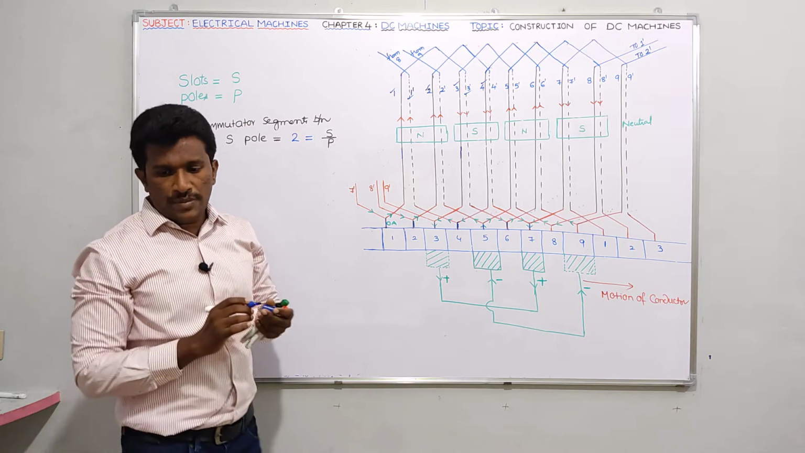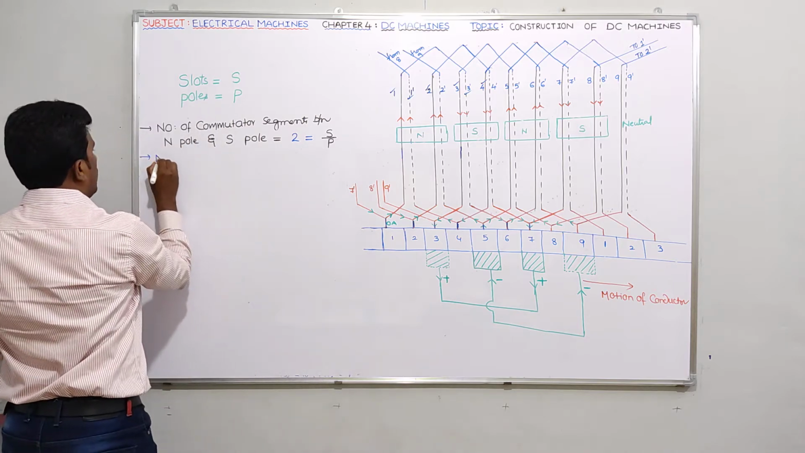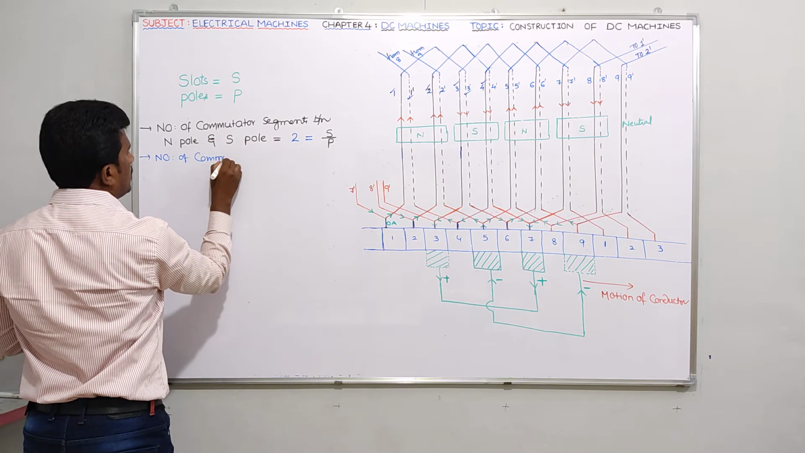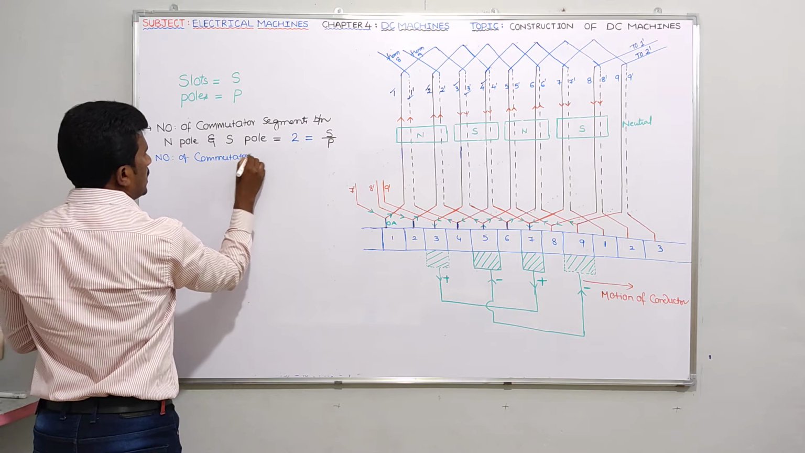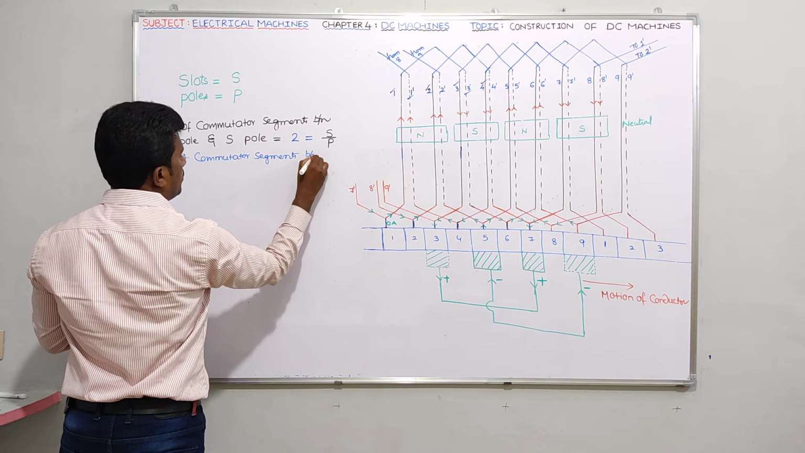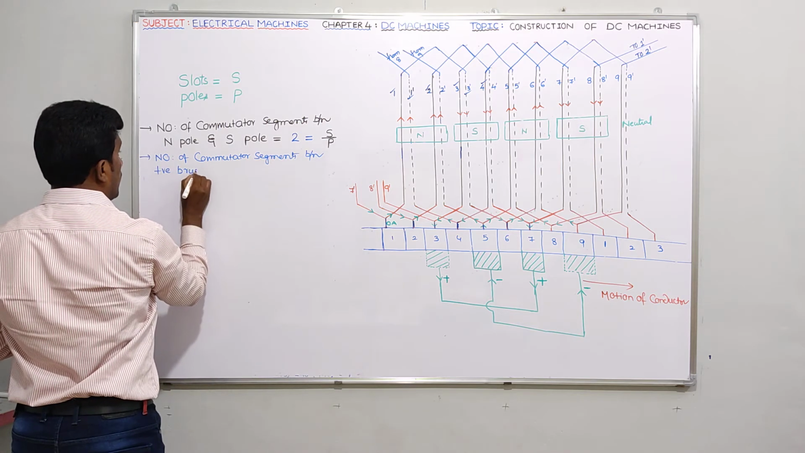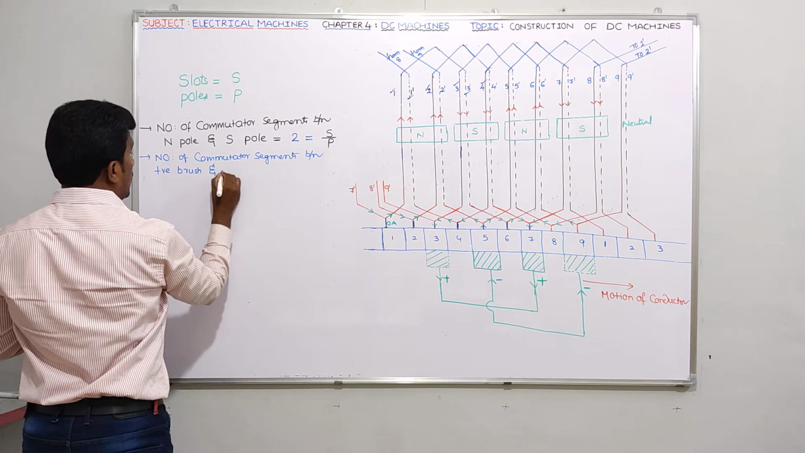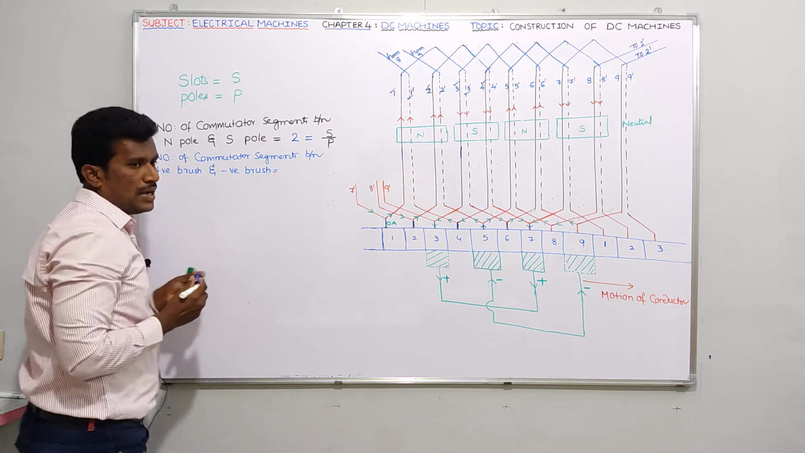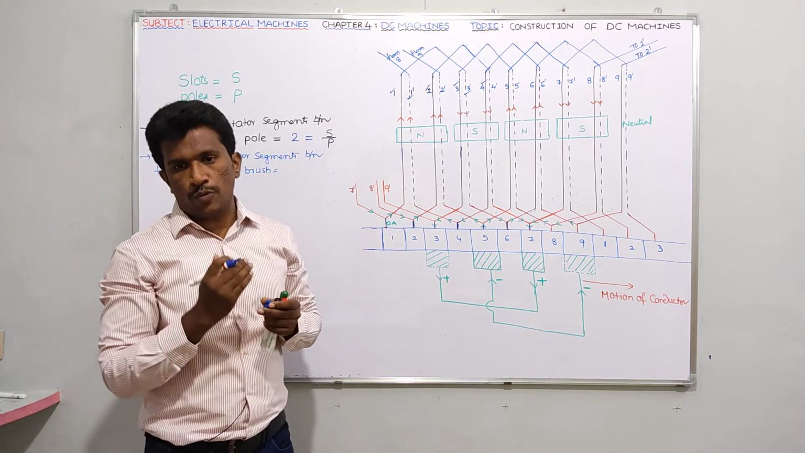Okay, and please tell me, the number of commutator segments between the positive brush and the negative brush is equal to how much? I am asking, the number of commutator segments between the positive brush and a negative brush is equal to how much?